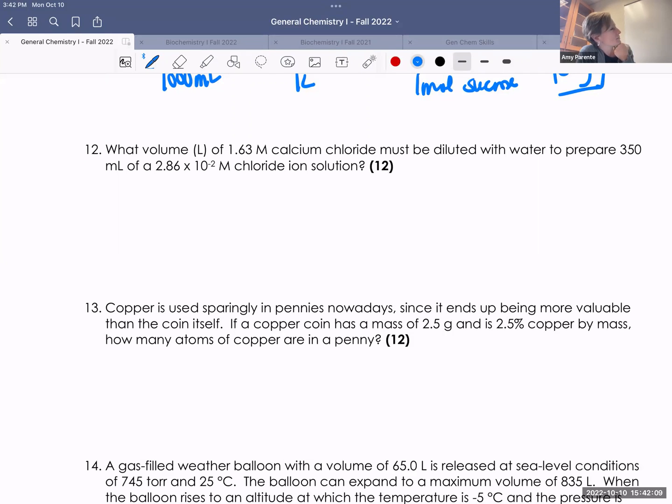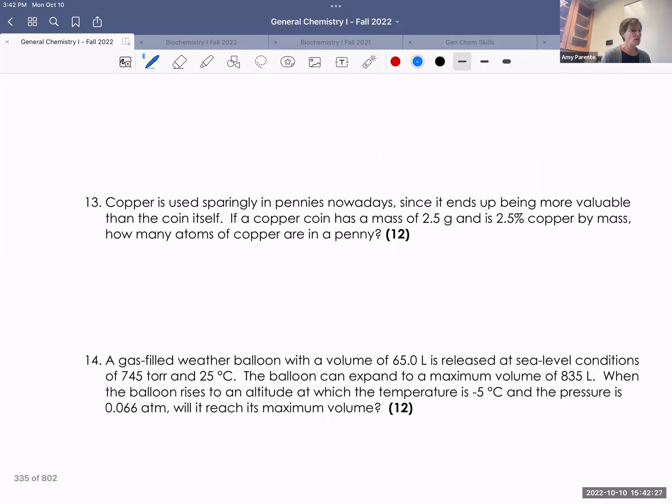So a copper coin has a mass of 2.5 grams and it's 2.5% copper by mass. How many atoms of copper are in that penny? Yay, nay? What do you think? You guys are driving the bus for this, so you tell me what you want to think about.